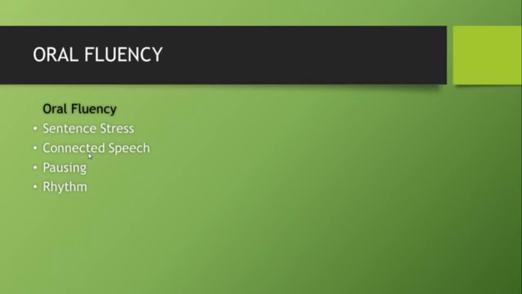All right, now we are done with our pronunciation part. Moving on to the third parameter, that is oral fluency. In oral fluency, there are four things again, like in pronunciation, there were consonants, consonant clusters, vowels, and word stress. Now, in terms of oral fluency, there are again four components: sentence stress, connected speech, pausing, and rhythm. Now, let's get into the details of each one of these.